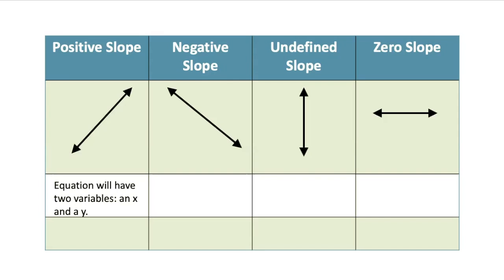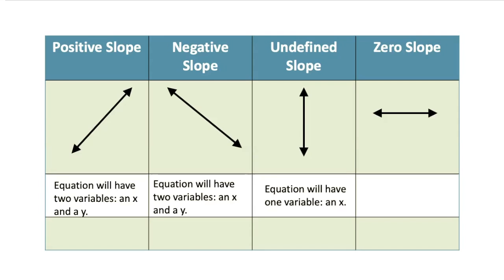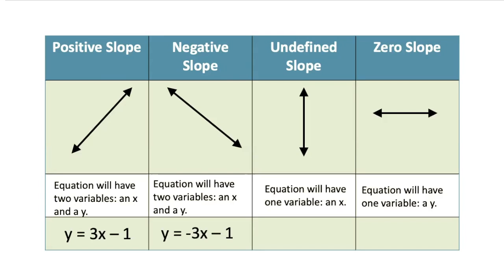line. Positive slope lines will have both variables, an x and a y, as will negatively sloped lines. But undefined slope lines will have an equation that has only one variable, and it will always be x, whereas the zero slope line will have one variable, but it will always be y. An example of a positively sloped line is 3x minus 1. The 3 in front of the x is the slope. A negatively sloped line example would be this one. Negative 3 in front of the x means the slope is negative.